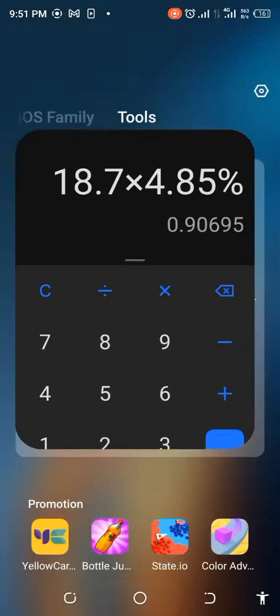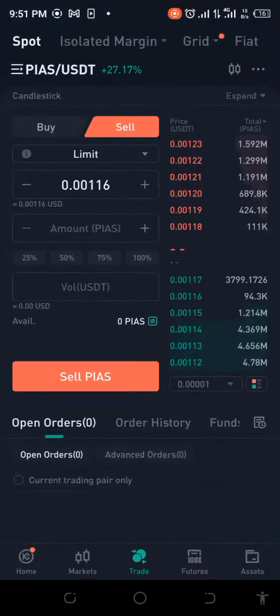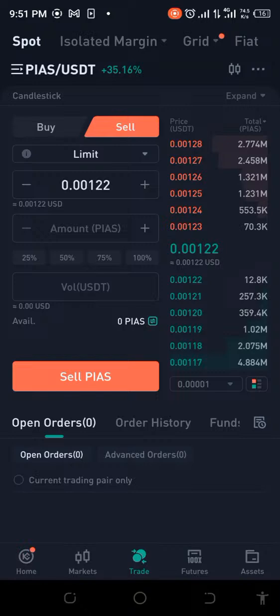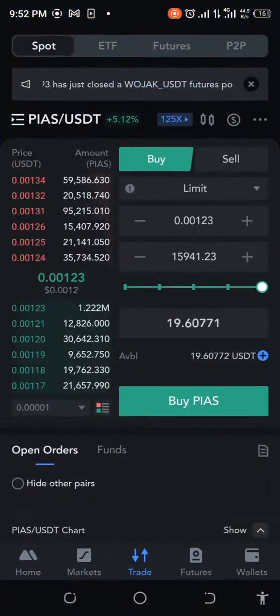Now, because PIAS is still very fluctuating, you can try this out too. Let me go and check what's going on in KuCoin. Wow, the price is now 0.00122. Interesting. Okay, let me check what it is now. Let me check what it is in Mexi. It's still 123. So you can check this out, right? This coin is really volatile. Really volatile. So I guess you should be able to make money with it. Just make sure you do your simulations.